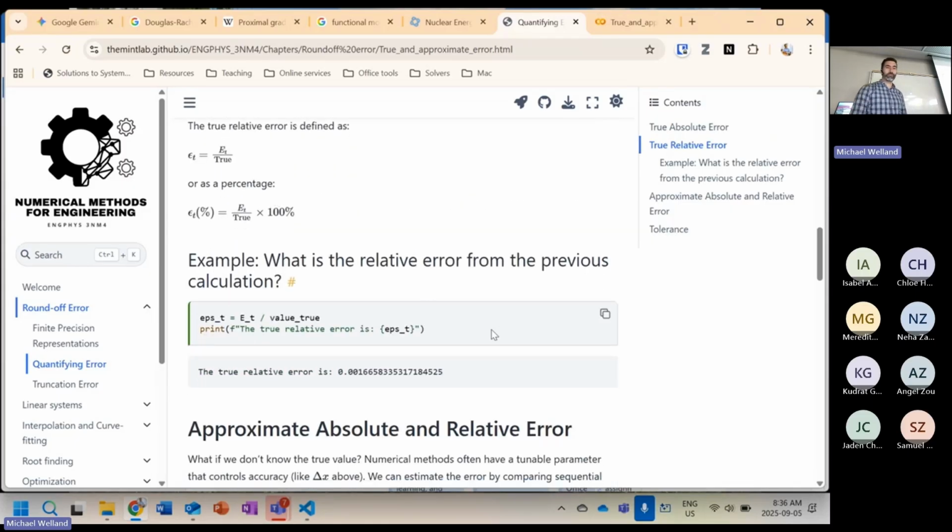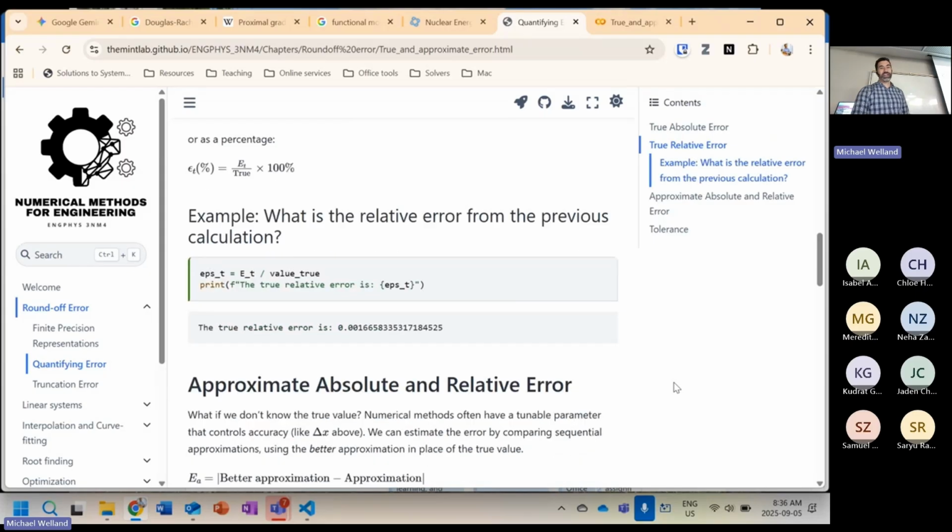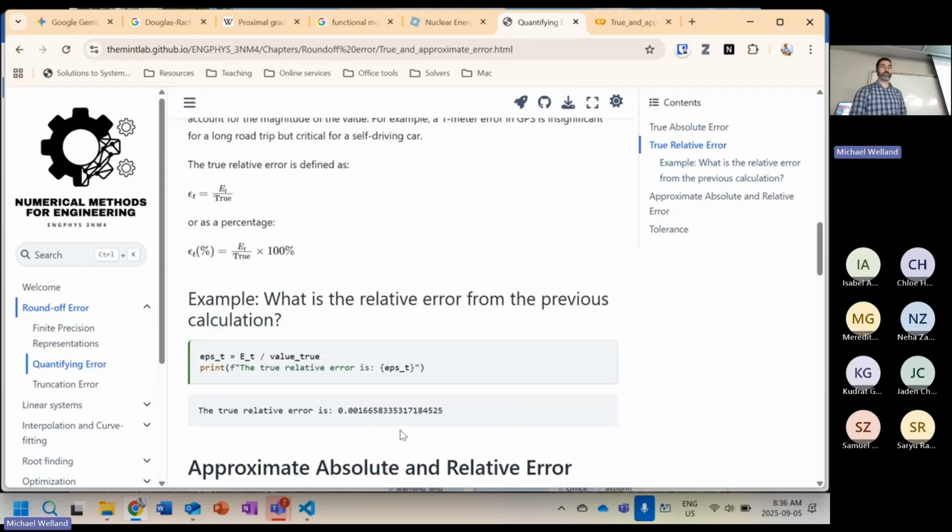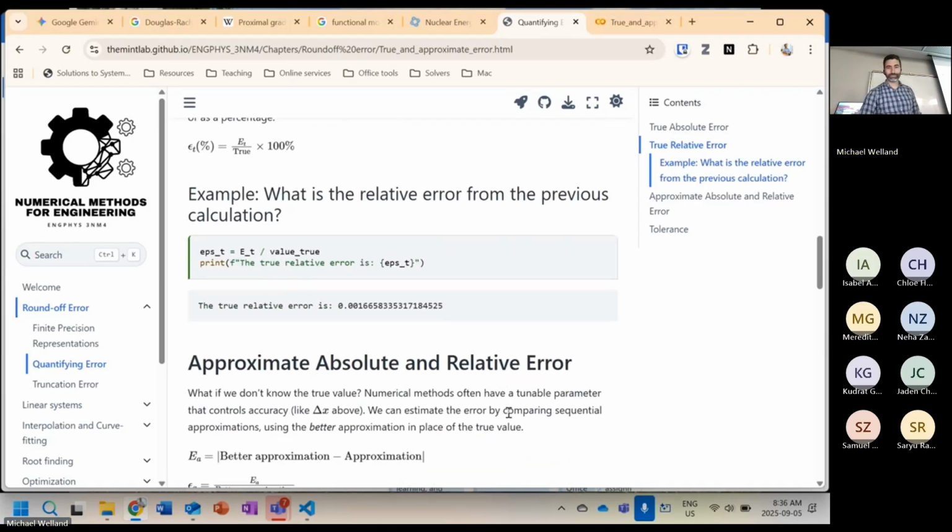What's the relative error from the previous calculation? You've got your true error divided by the true value, right? And you get something similar. This is actually kind of a bad example. I apologize. Since the true value is 1, the absolute error and the relative error are almost exactly the same. So I apologize for that one. I should come up with a better example.